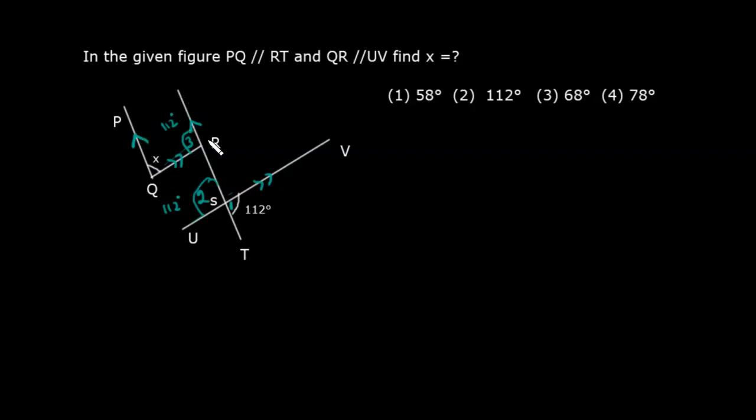Now the PQ line is parallel to the RT line. Therefore, these are co-interior angles on the same side of the transversal, so their sum is 180 degrees. That means X plus angle 3 is 180 degrees, and we know angle 3. Now subtracting 112 from both sides, X is 68 degrees. So the third option is the right answer.